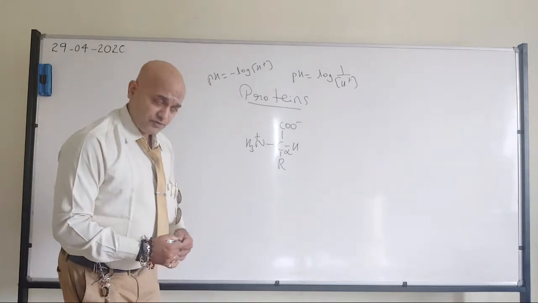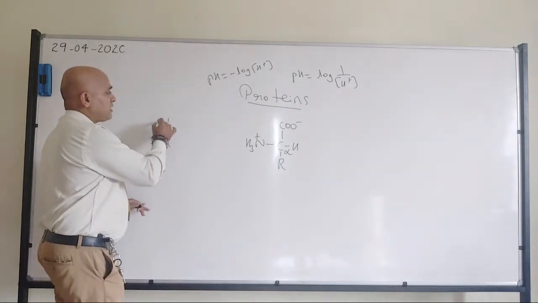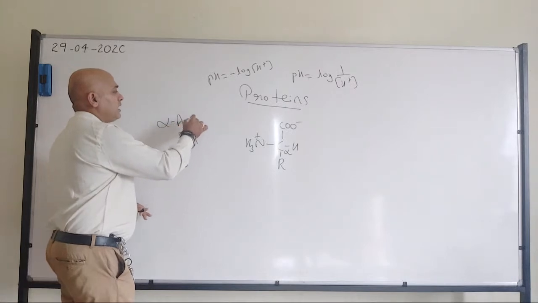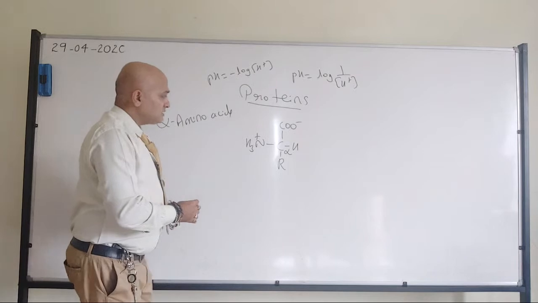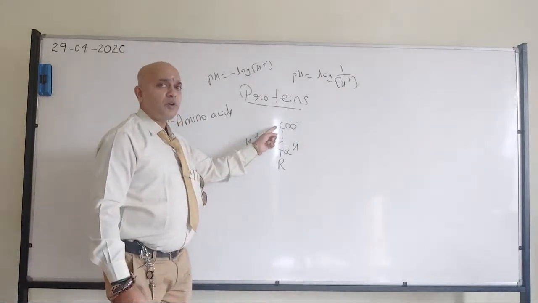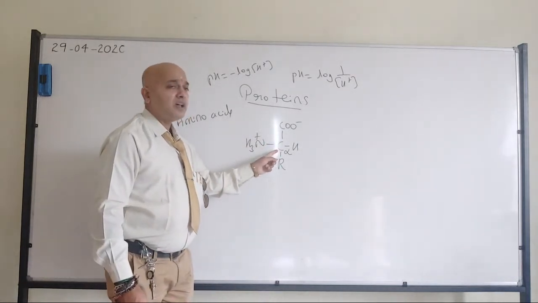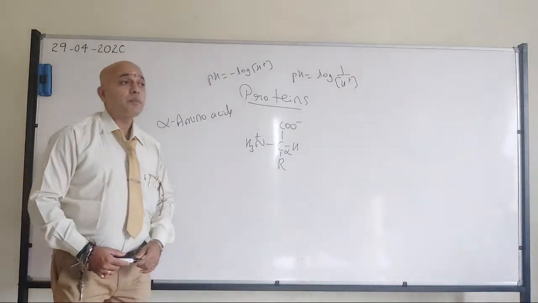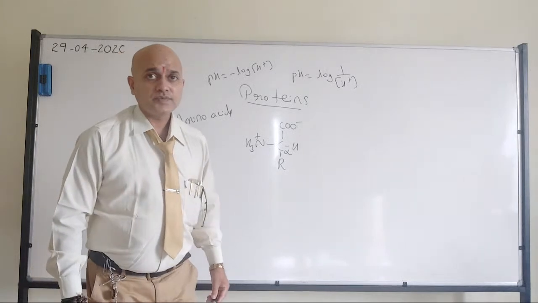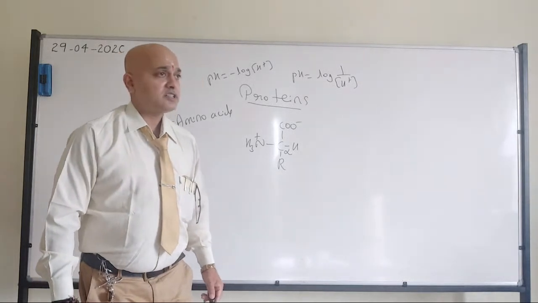So therefore, amino acids will be called alpha amino acids. Why? Because the amino group and carboxylic acid group are both attached to the alpha carbon. So therefore they are called alpha amino acids. Fine? All of you have understood?